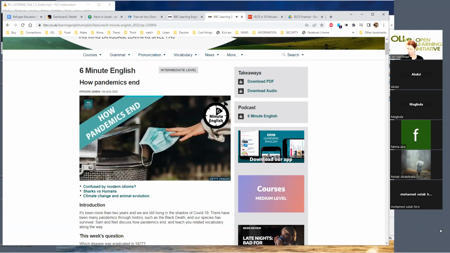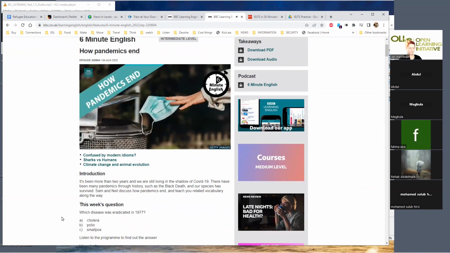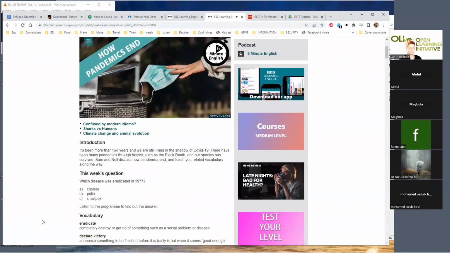Ancient texts are full of stories of plagues which spread death and disease before eventually going away. In the Middle Ages, the Black Death that killed over half of Europe's population lasted for 4 years. It's only with modern vaccines that diseases have been eradicated, completely ended. So, Neil, my question this week is, which disease was eradicated in 1977? Was it A, cholera, B, polio, or C, smallpox? I'm going to say C, smallpox. Okay, I'll reveal the answer at the end of the programme.